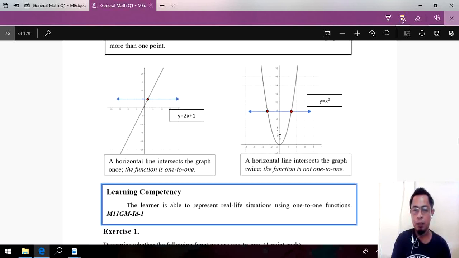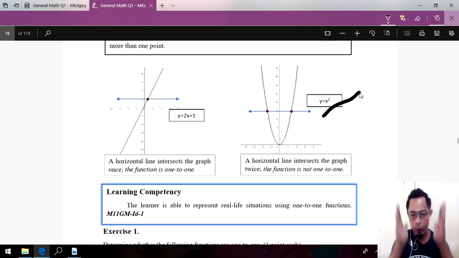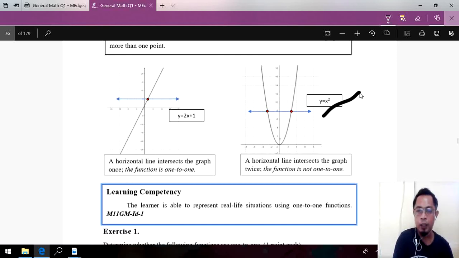How about if we have a quadratic function? Say we have y equals x squared. Obviously, that one is a parabola. By the way, this parabola opens upward, okay? And if we are going to draw a horizontal line on this graph, you would notice that meron tayong dalawang point na intersect ito at saka yan. And with that, we can now say that it violates the definition for one-to-one. So we can say now that this one is not a one-to-one function.